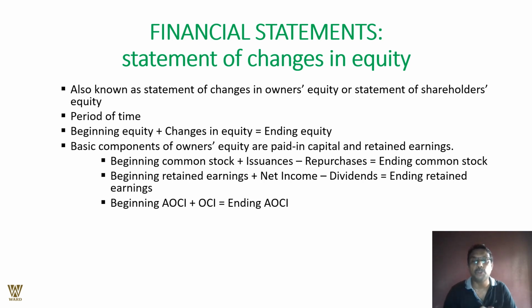Beginning common stock plus additional issuances minus the repurchases. Remember, first the common stock plus any additional issuances minus the repurchases is your ending common stock. Beginning retained earnings plus the net income minus the dividends is the ending retained earnings. This is what we are talking around here.